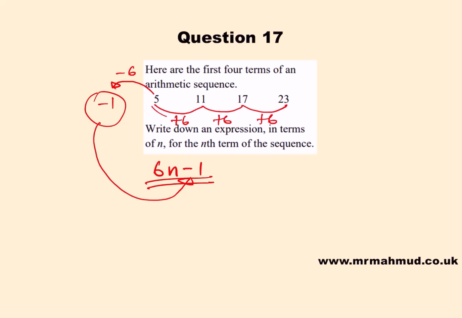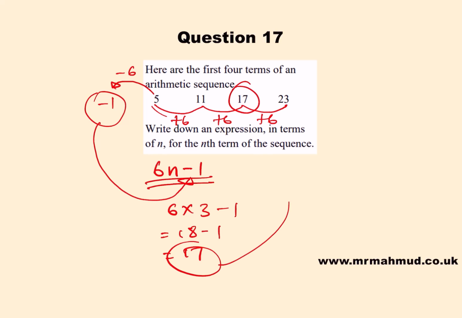And that's the nth term. A good way to check the answer is by substituting a term number into the nth term. So let's go ahead and substitute 3, the third term. So 6 times 3 minus 1, which is 18 minus 1, which is 17. So the third term is 17 on the actual sequence. So that shows that our answer is correct.